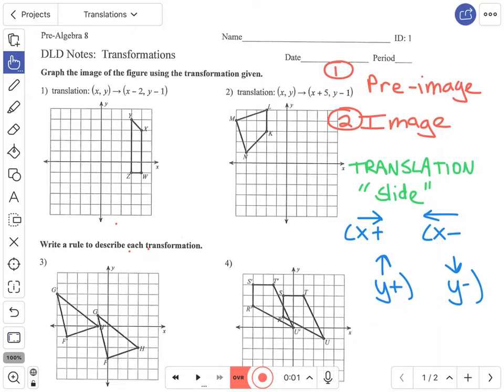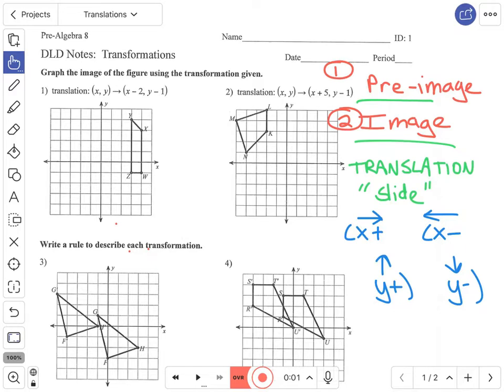So our pre-image is the shape that we start with. The image is the shape that we have moved. So it's important to understand that we are not changing the size of these shapes. We are just simply sliding them left, right, up, or down on our graph. And this is called a translation.